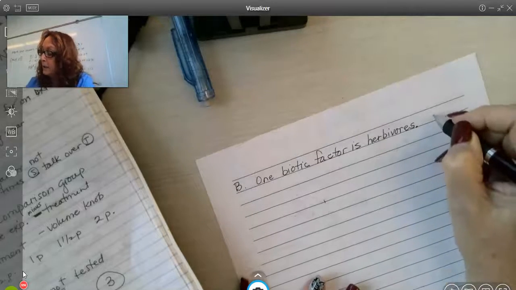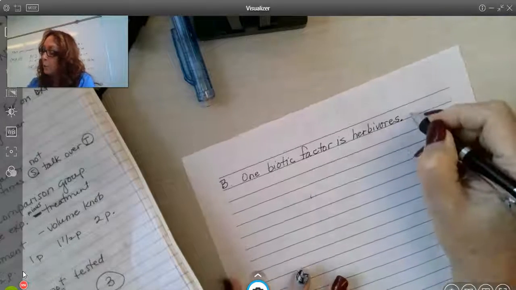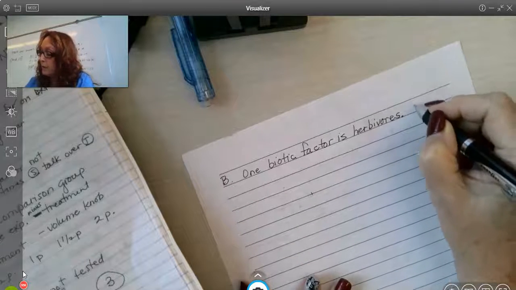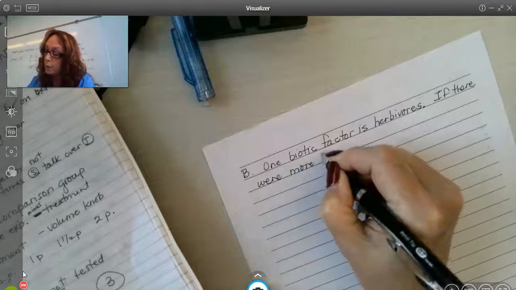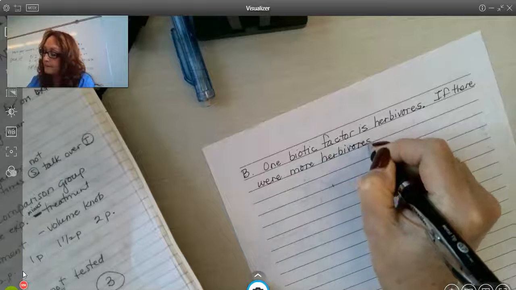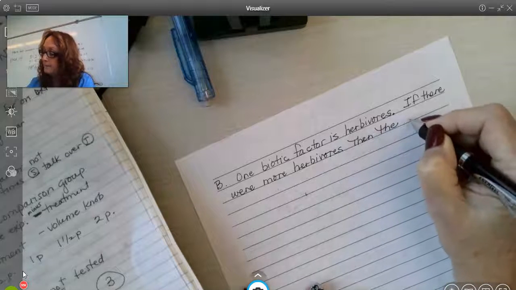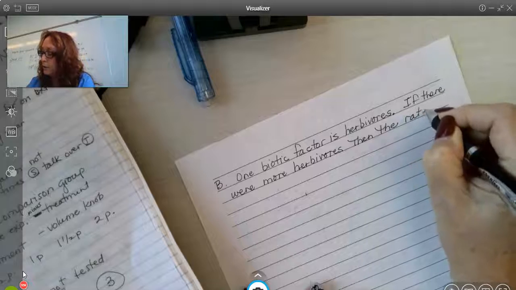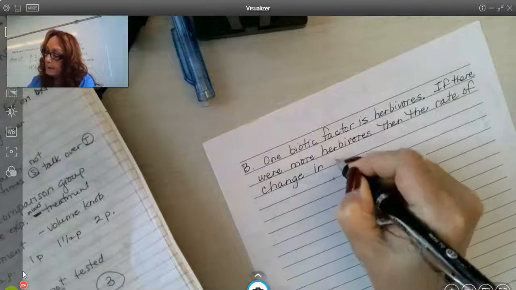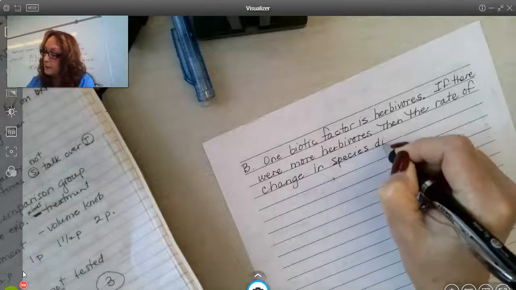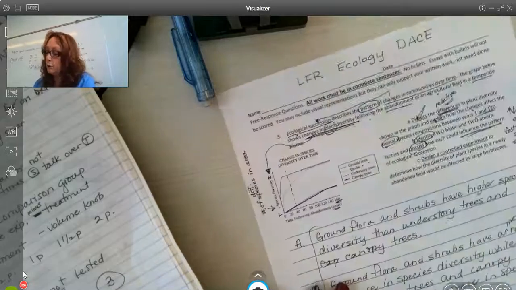So I would say, how do they word that? To influence the pattern. So you would say one biotic factor is herbivores. If there were more herbivores, then how do we want to put that? Slopes, rate of change. Let's do rate of change. They don't do slope. That's a mathy word. Then the rate of change in species diversity, what would it do? What would it do to this graph?